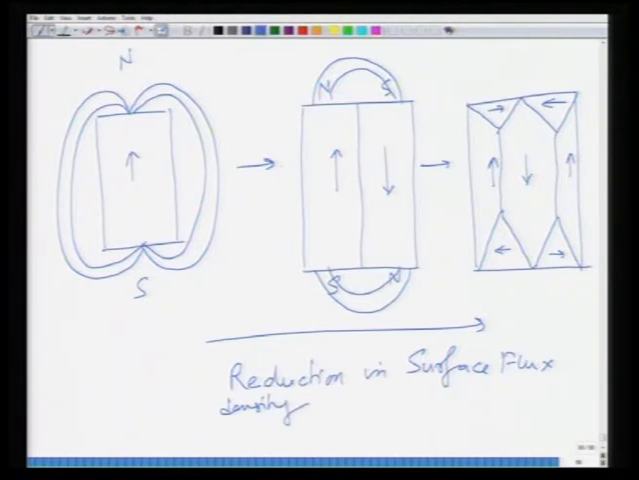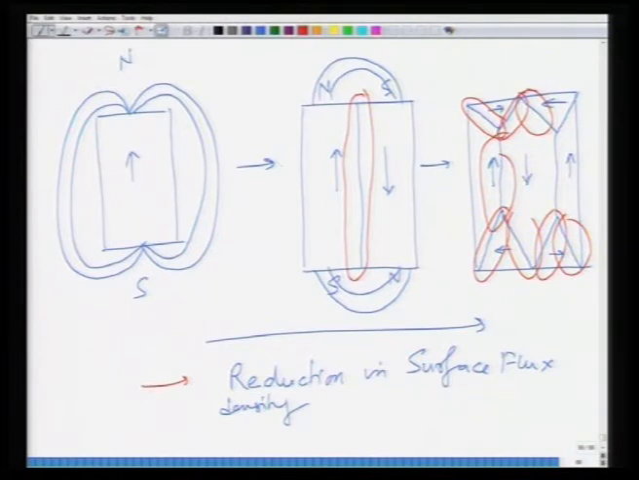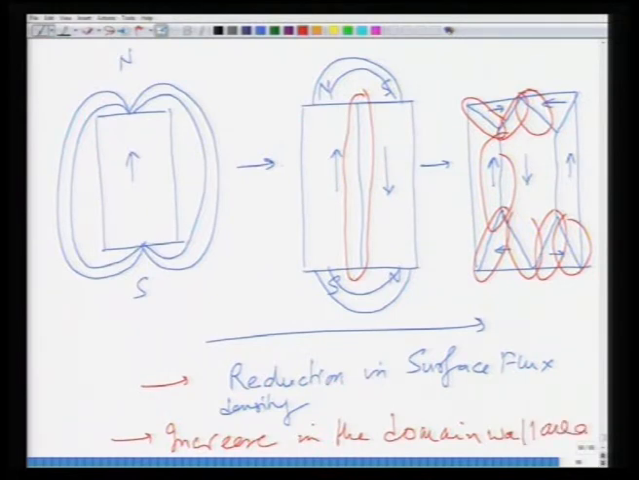But although you have a reduction in the surface flux density, or decrease in the magnetostatic energy, you also have the introduction of these regions, which are nothing but domain walls. And a domain wall, as we have seen before, is a surface. So on one hand you have a reduction in the surface flux density, on the other hand you have an increase in the domain wall area, and this requires a positive surface energy.